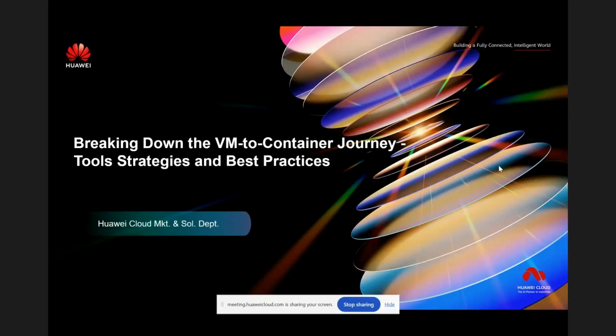Okay, thank you. So, welcome everyone to this second week of the 1+3 series of events, of presentations about best practices for some of the services. This time, we will see the best practices to migrate from virtual machines to containers, to begin a journey in this containerization or application modernization.